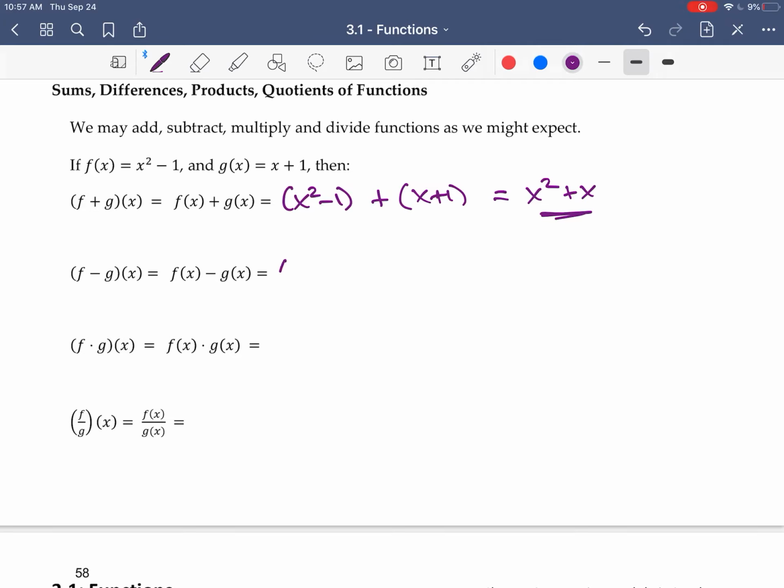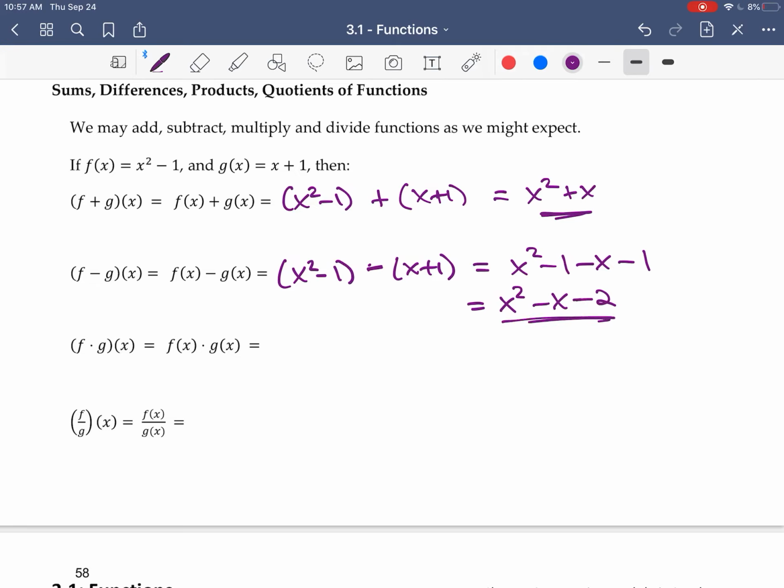Okay, if I want to subtract them, x squared minus 1 minus x plus 1. Okay, these brackets are important. The minus has to go to both things in g of x. Okay, so this is actually x squared minus 1 minus x minus 1. So I get x squared minus x minus 2 here.